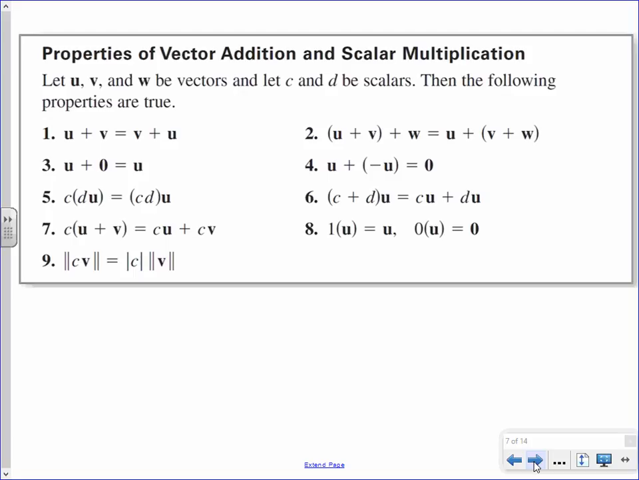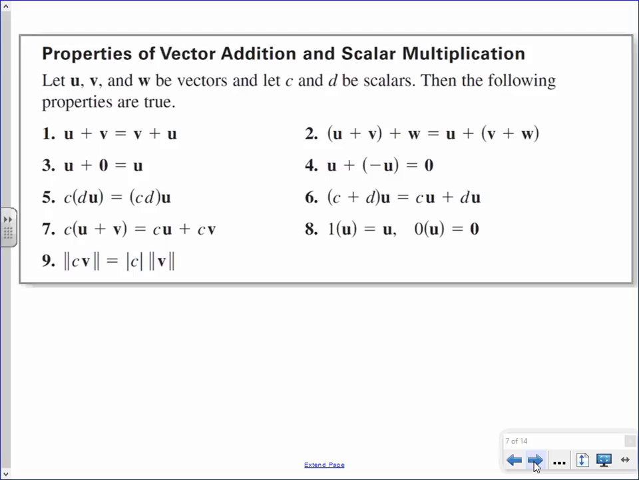What property is number 6? Distributive. Okay, scalar multiples can be distributed. Same thing with number 7, right? Number 6 is distributive where we have 2 scalars being added. Number 7 is distributive where we have 2 vectors being added and we distribute a scalar through. Do you see how the scalar is not bolded? Okay. 1 times a vector is itself, 0 times a vector is 0.